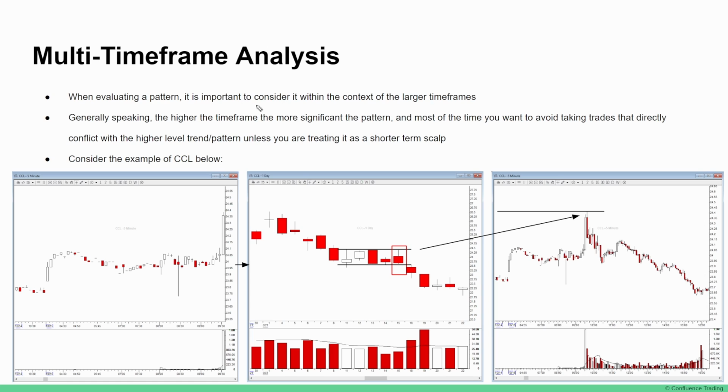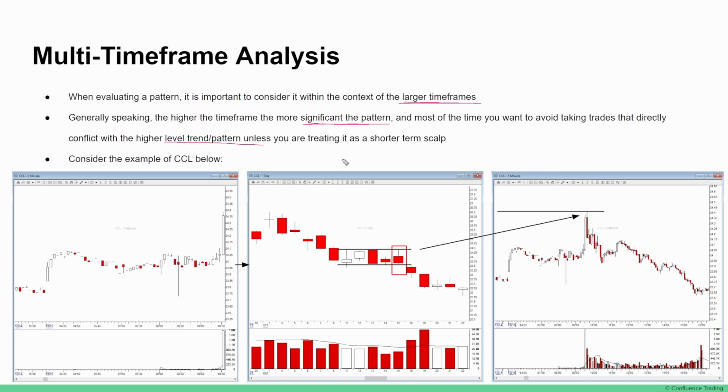When you're evaluating a pattern, any of the patterns that we just talked about, it's important to consider it within the context of the larger time frames. Generally speaking, and again, this is just a rough rule of thumb, the higher the time frame that a pattern is taking place on, the more significant the pattern, because that means you'll have more and more people involved in that decision. So most of the time, you want to avoid taking trades that directly conflict with a higher level trend or pattern. Unless you're treating it as a short-term scalp, you're better off not fighting this larger overall move.